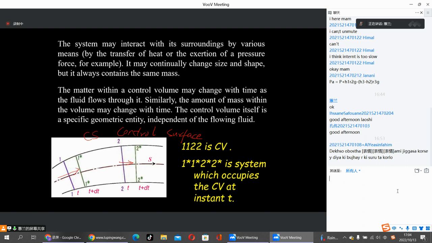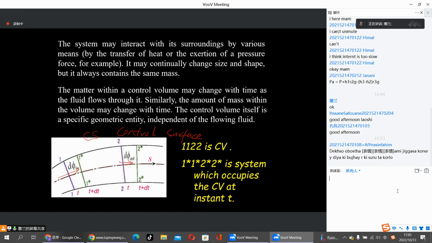For the control volume, here it's a fixed control volume. That means the region is fixed, okay? Here, at the time moment 1122, the boundary of the system and the control volume we choose are coincident with each other. But as the flow goes downstream, the boundary of the control volume 1122 is still fixed. It will not change. It just stays here. It's just a geometric shape.